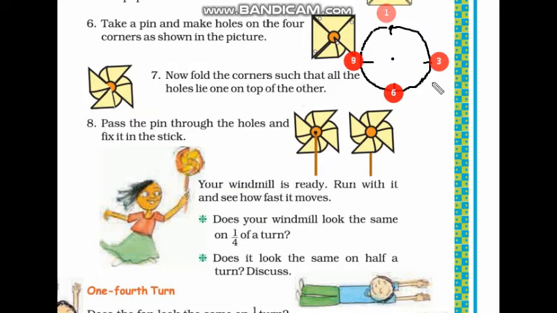As for example, suppose this is a clock. So turning from 1 to 3 means here. From 1 to 3, that means it is 90 degree. So turning on 90 degree, or turning from 1 to 3, it is 1/4 turn. This is 1/4 turn.